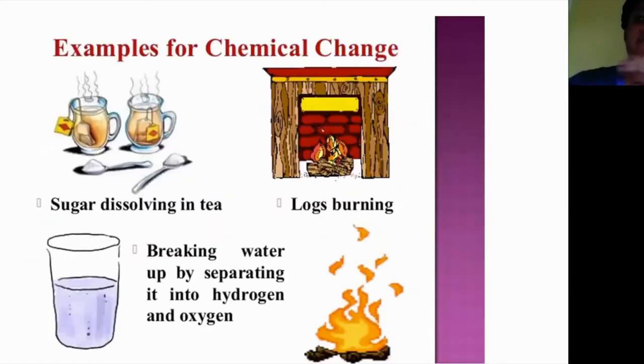All right, so some examples of chemical changes are on the screen. If you quickly look, you will see that sugar is dissolving in tea. That's chemical because we will not be able to get that sugar back out of the tea very easily. Another one is wood burning. Similar to paper, you will not be able to get that one back. Also, breaking up water by separating it into hydrogen and oxygen. This one is very advanced for grade 7 level, but we do have chemists who can separate hydrogen and oxygen by lighting a fire and letting it turn to steam all the way through. Cooking an egg, very good.